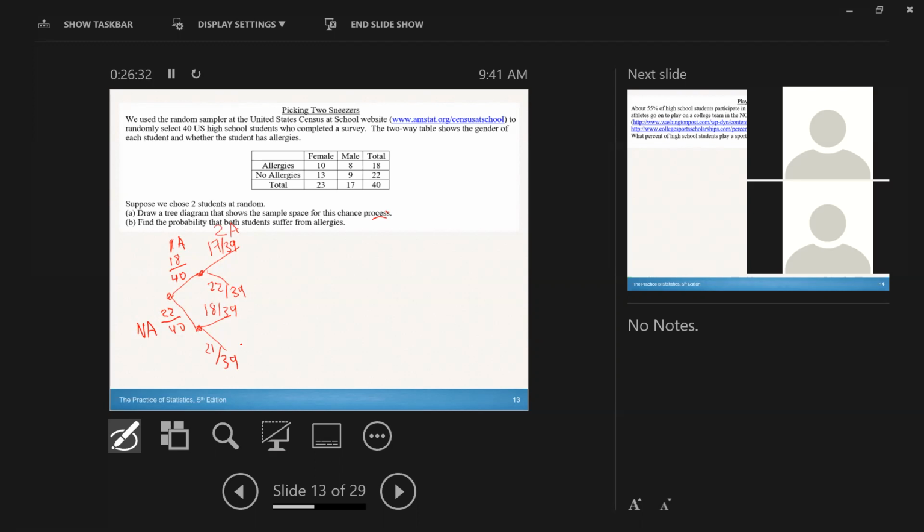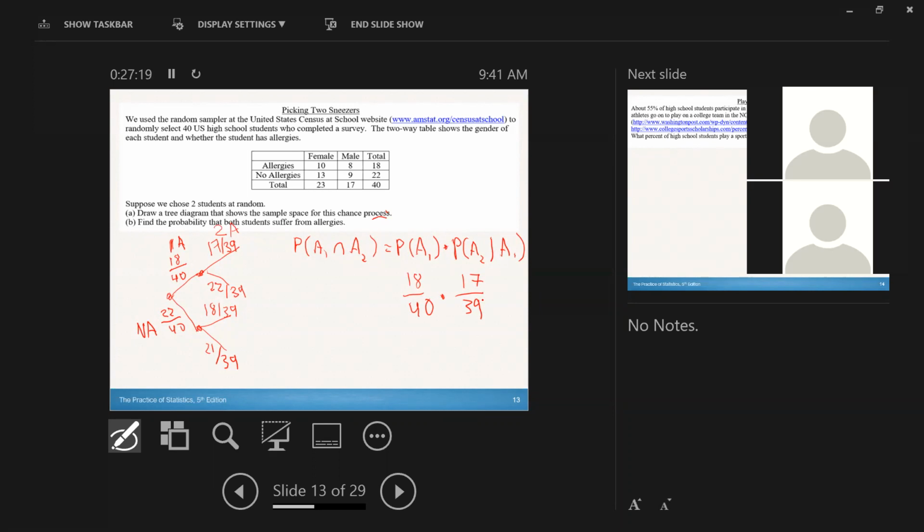Now, part B says find the probability that both students suffer from allergies. We're going to use our formula. That means we want to find the probability that both student 1 has allergies and student 2 has allergies. According to our formula, we ask: what's the probability student 1 has allergies, and then multiply it by the probability that student 2 has allergies, given that student 1 had allergies? We found the probability of student 1 having allergies was 18 out of 40, and the probability of student 2 having allergies, given that student 1 did have allergies as well, was 17 out of 39.